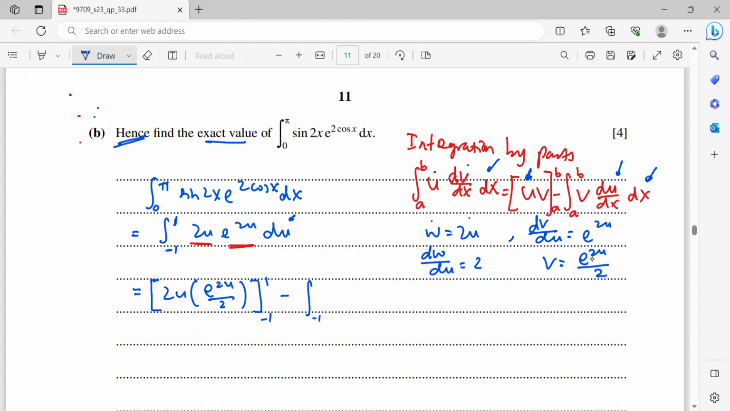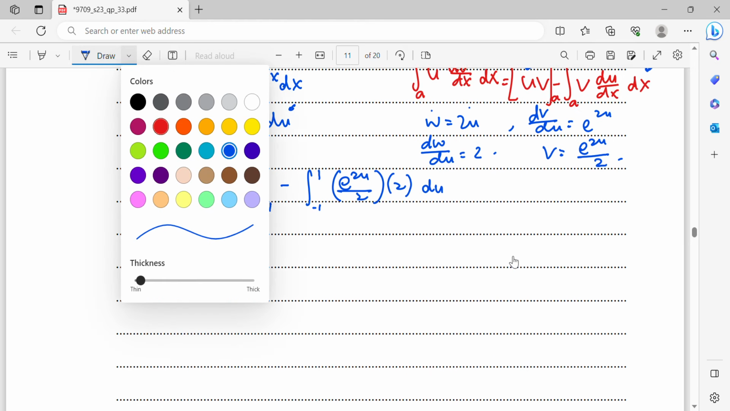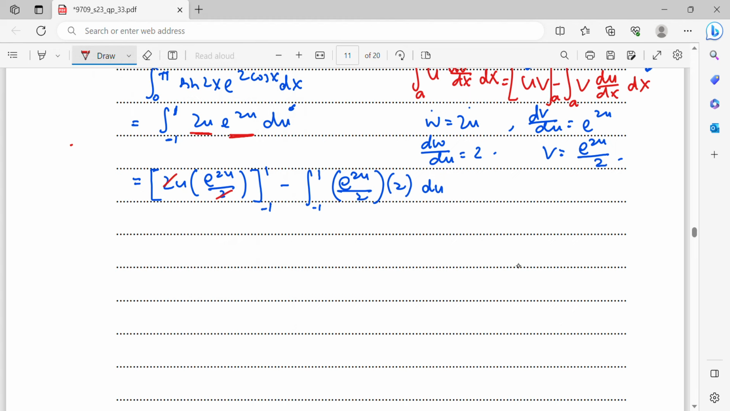Minus, integrate from minus 1 to 1, v du dx now becomes v dw over du. So e to u over 2 multiply with 2 and then du here. So now I can simplify the 2 and replace the u by 1 first. So I will get 1 bracket e squared minus, when the u is minus 1, so minus 1 times e to the minus 2.